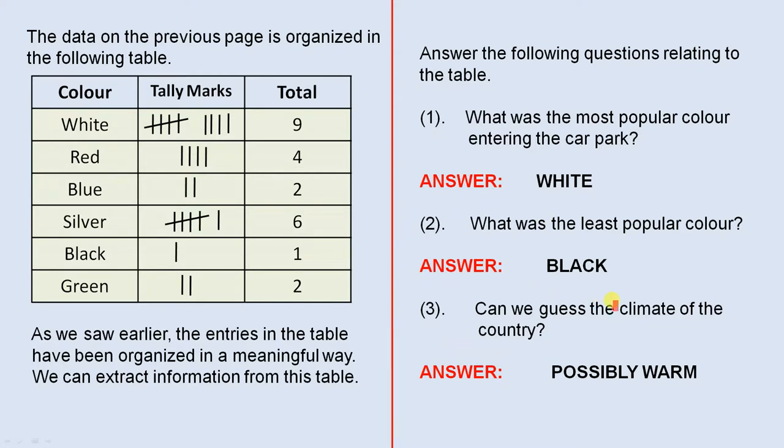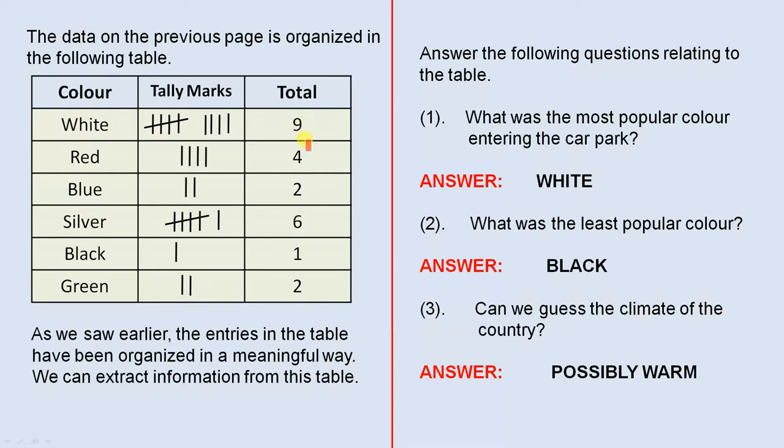Now this third one is a very interesting question. It's a question where you have to infer something. That is, look at the information you're given and make a very good guess about the answer from the information you're given. Here is the question. Can we guess the climate of the country? Now climate means, is it hot, warm, cold, freezing, snowy, etc.